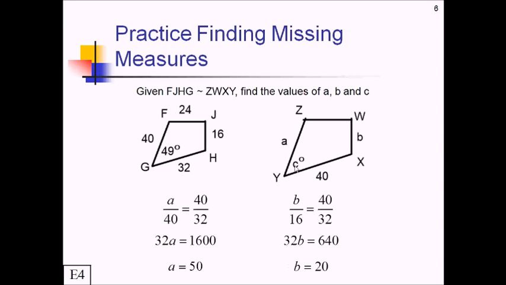We just have to find this C angle here. We know that G and Y are congruent. I mean, they look congruent, but you can't always go by looks here. Looking at our similarity statement, we've got G and Y as the last letters in both of these. So that means that C has to equal 49.